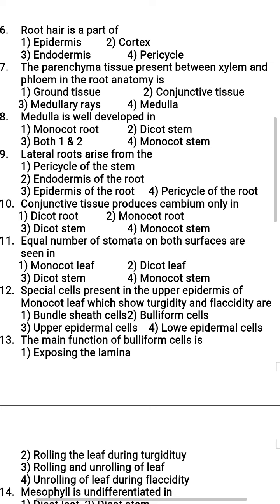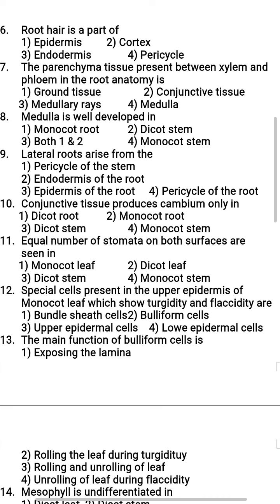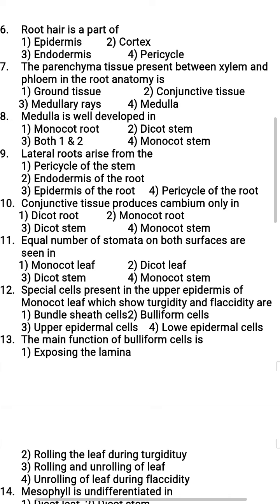Equal number of stomata on both surfaces are seen in option 1 monocot leaf, option 2 dicot leaf, option 3 dicot stem, option 4 monocot stem. So here the correct answer for this question is option 1, monocot leaf. Let us see some detailed explanation regarding this one. The anatomy of isobilateral leaf is similar to the anatomical structure of dorsiventral leaf in many ways. So monocotyledonous leaf is called isobilateral leaf.